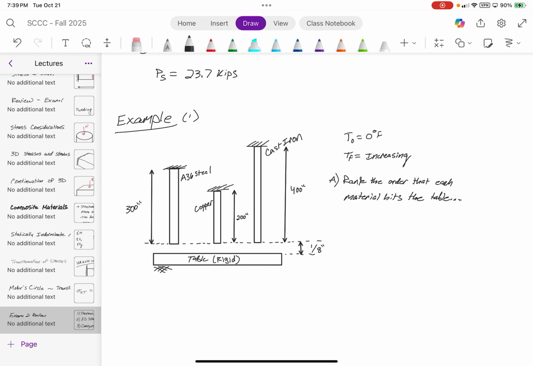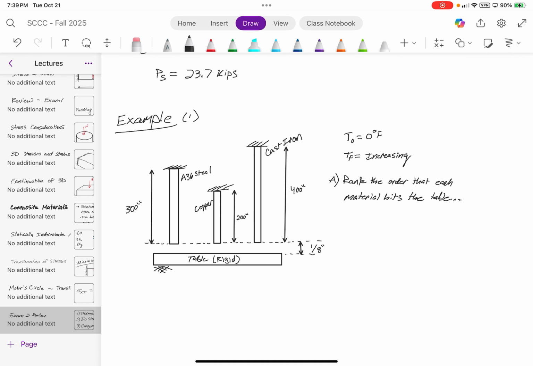Everyone got it? Figure out the ranking, who's the winner? Did anyone get that yet? I got cast iron. You got the cast iron as the winner? How do you determine that? What'd you do?